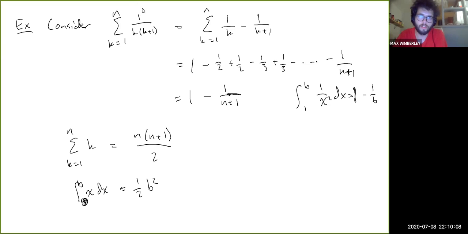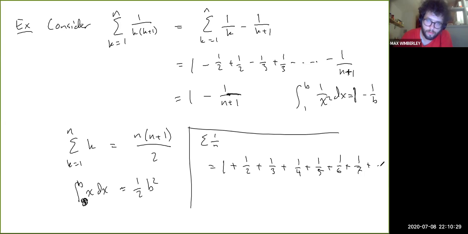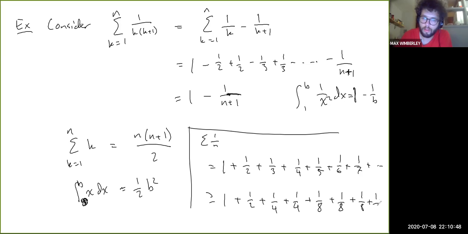One more interesting example is the harmonic series. One of the classic ways of showing that the harmonic series diverges is to write out the terms and then say that this is greater than or equal to 1 plus 1 half plus 1 quarter plus 1 quarter plus 1/8 plus 1/8 plus 1/8 plus 1/8, and so on, right?